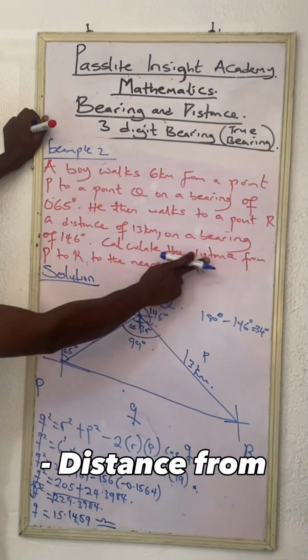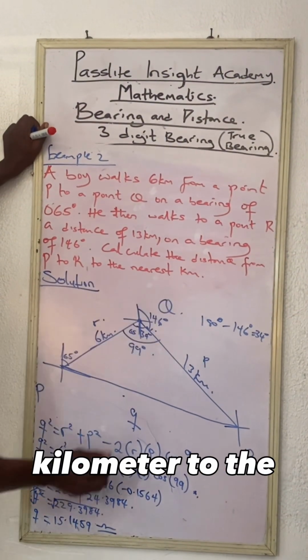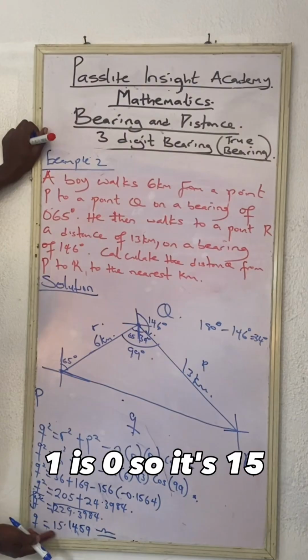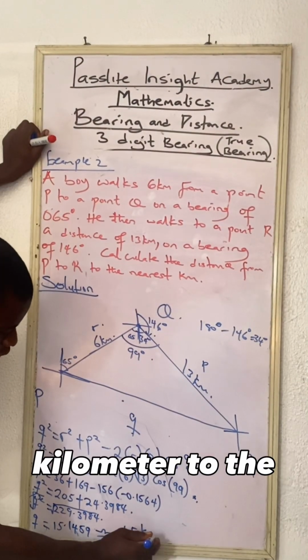Then the question said to calculate the distance from P to R to the nearest kilometer. To the nearest kilometer, the digit 1 is 0, so it's 15 kilometers to the nearest kilometer.